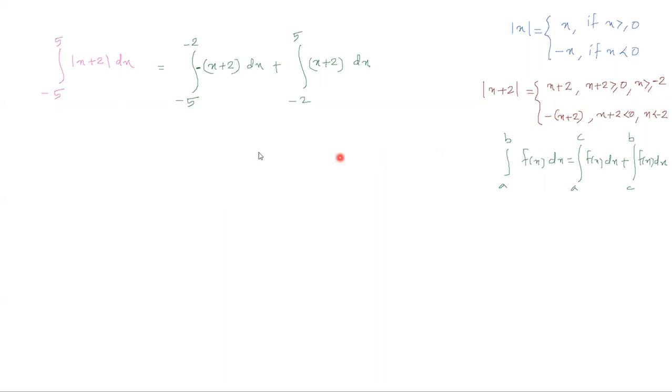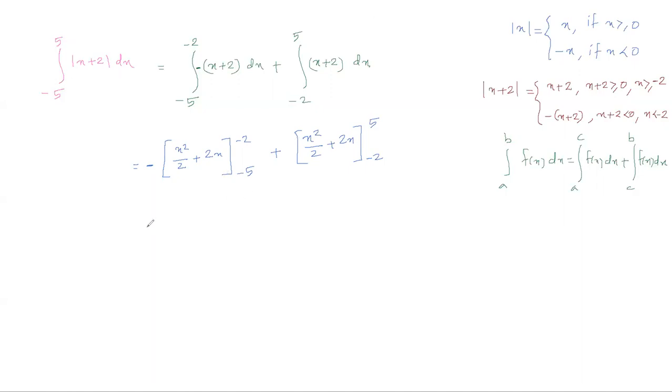Now you can simplify this, like integrate. If you want, you can take this minus outside, no issue. Or you can just flip the lower limit and upper limit to avoid the minus sign. It's up to you. Anyway, I took the minus outside. Now the integral of x plus 2 is x square by 2 plus 2x, from minus 5 to minus 2, plus again the integral of x plus 2, x square by 2 plus 2x, from minus 2 to 5.